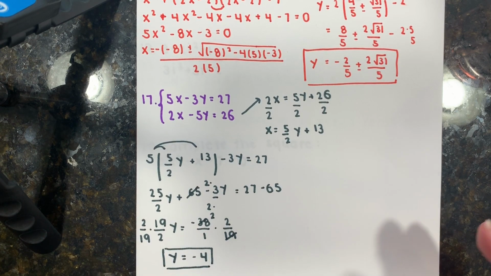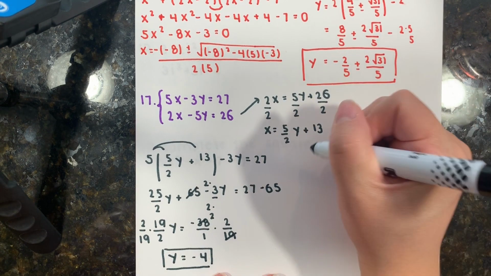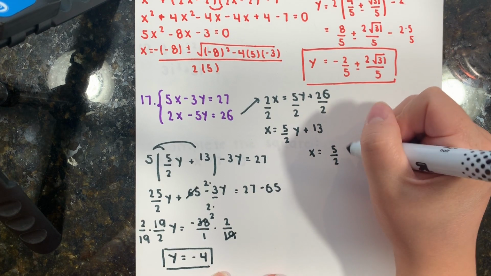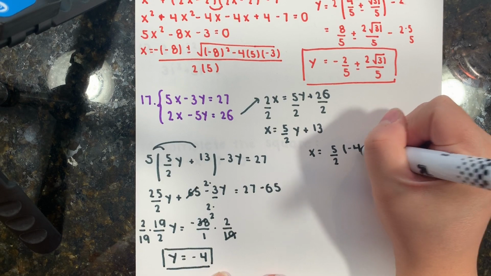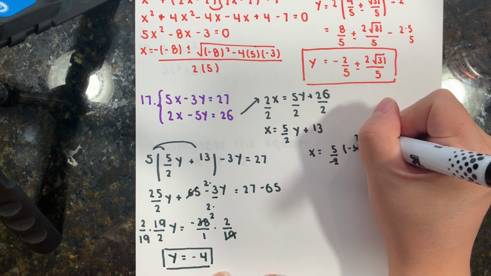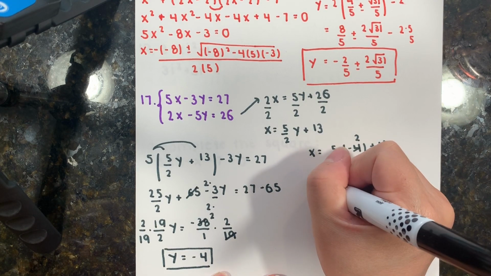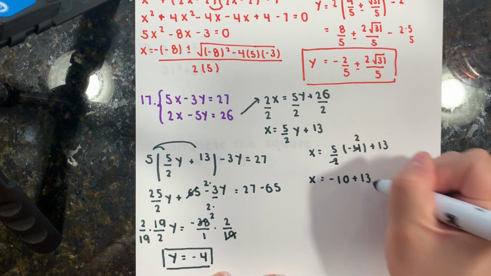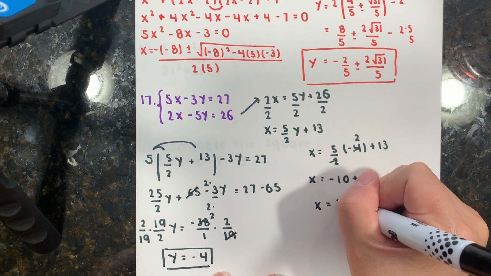Now to solve for x, all you have to do is plug that into this equation here. So I have x is equal to 5 over 2 times negative 4 plus 13. 2 goes into 4 2 times. Don't forget the negative sign though. So you have negative 10 plus 13. So x is equal to 3.